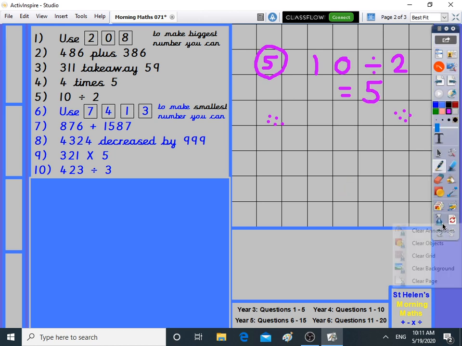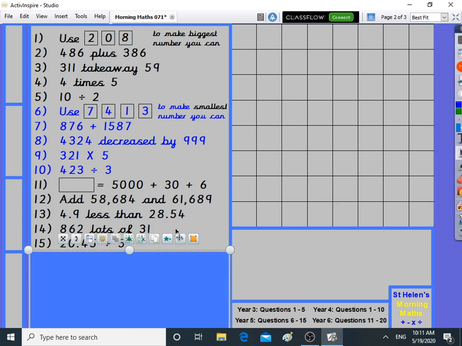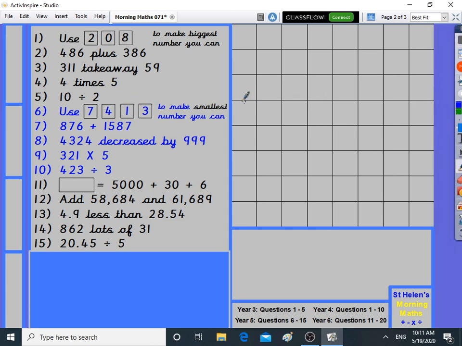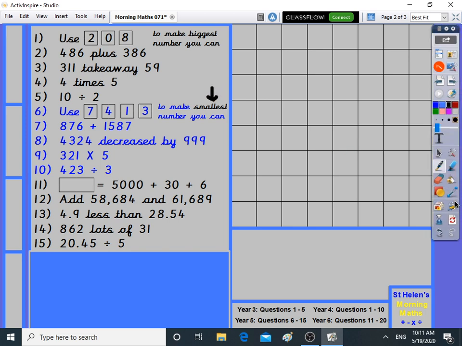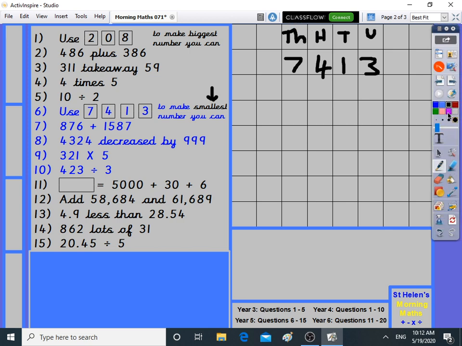And we're up to question 6. Let's move this down for the fast people. So question 6 is year 4 level place value. 7413 to make the smallest number you can. Make sure you read the question carefully because this time it's the smallest number you can. So a 7, a 4, a 1 and a 3. These are the hats: units or ones, tens, hundreds, thousands.